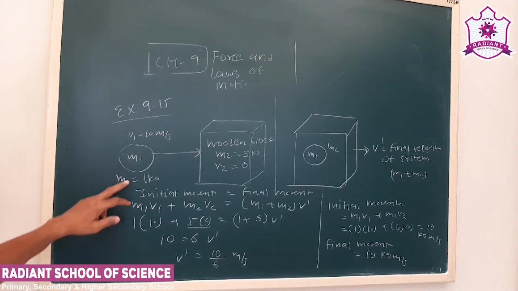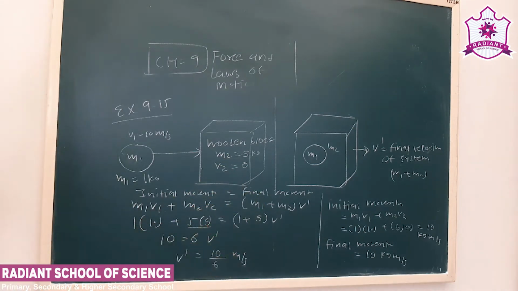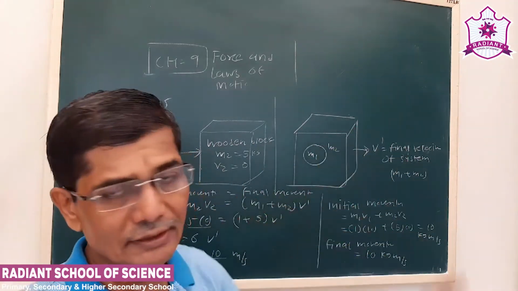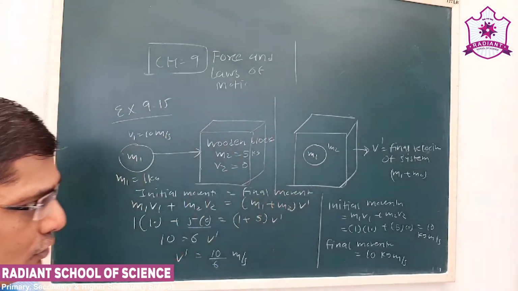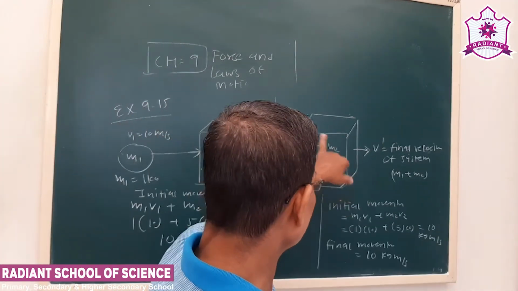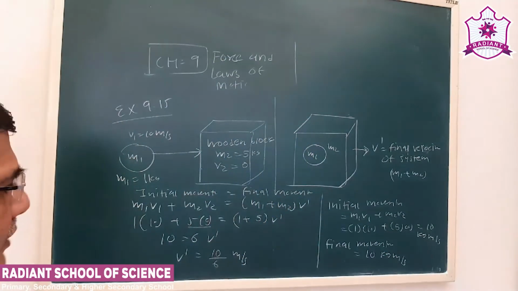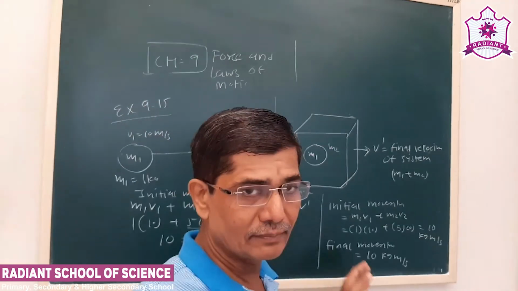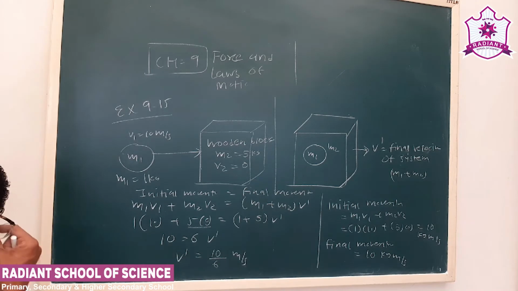See here, m1 is 1 kg moving with a velocity of 10 meter per second. See the wooden block of mass 5 kg at rest, so the velocity v2 is 0. After collision they move in the same direction. What is the total velocity of the system? The system in that case will be m1 and m2 added together. So this is how we can calculate the final velocity, initial momentum and final momentum. By the law of conservation of linear momentum, both should be equal.